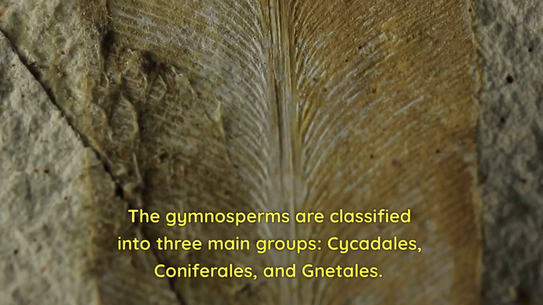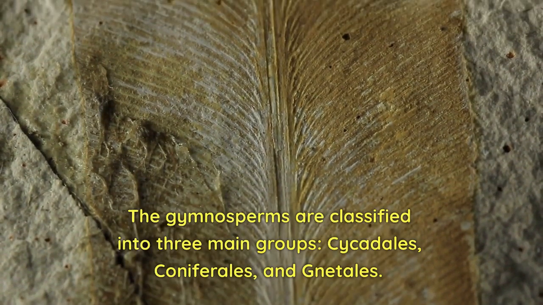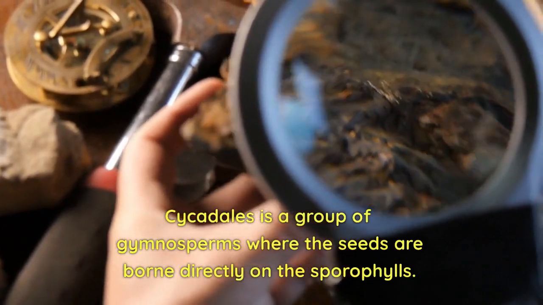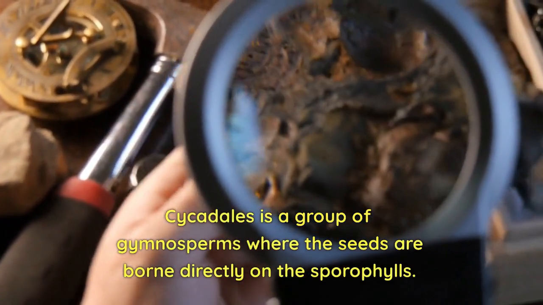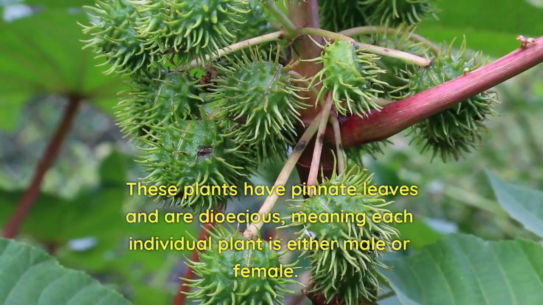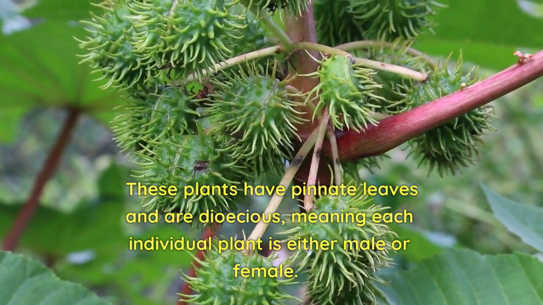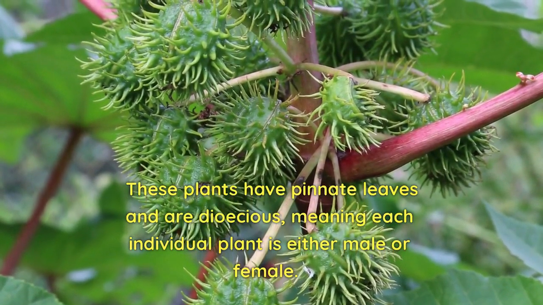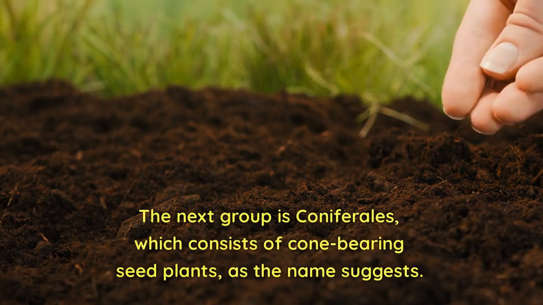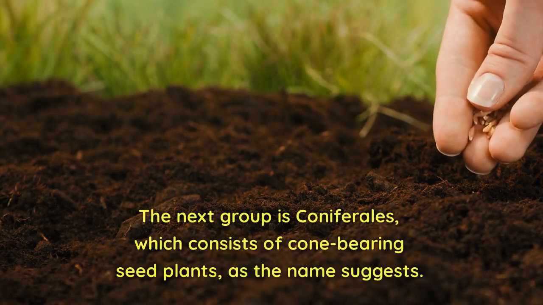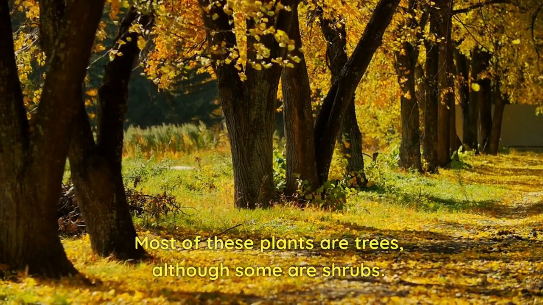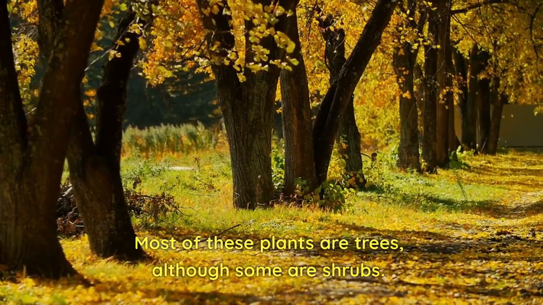The gymnosperms are classified into 3 main groups: cycadales, coniferales, and gnetales. Cycadales is a group of gymnosperms where the seeds are borne directly on the sporophylls. These plants have pinnate leaves and are dioecious, meaning each individual plant is either male or female. The next group is coniferales, which consists of cone-bearing seed plants, as the name suggests. Most of these plants are trees, although some are shrubs.